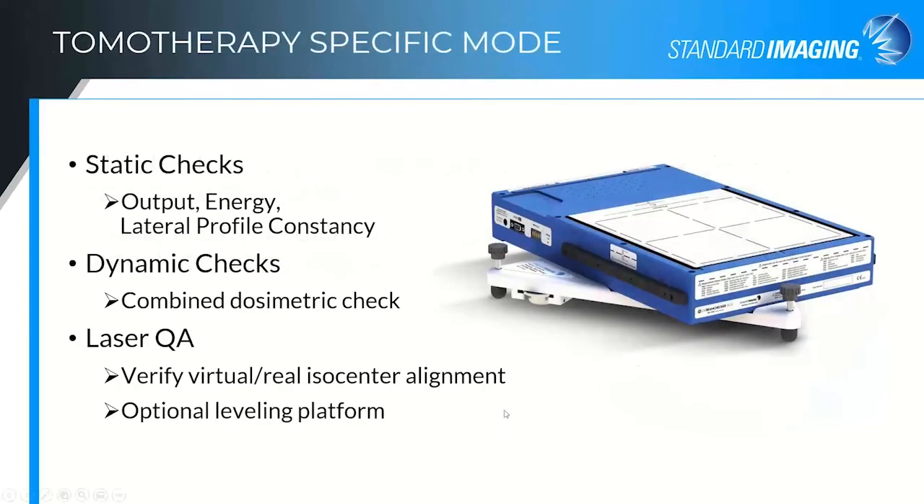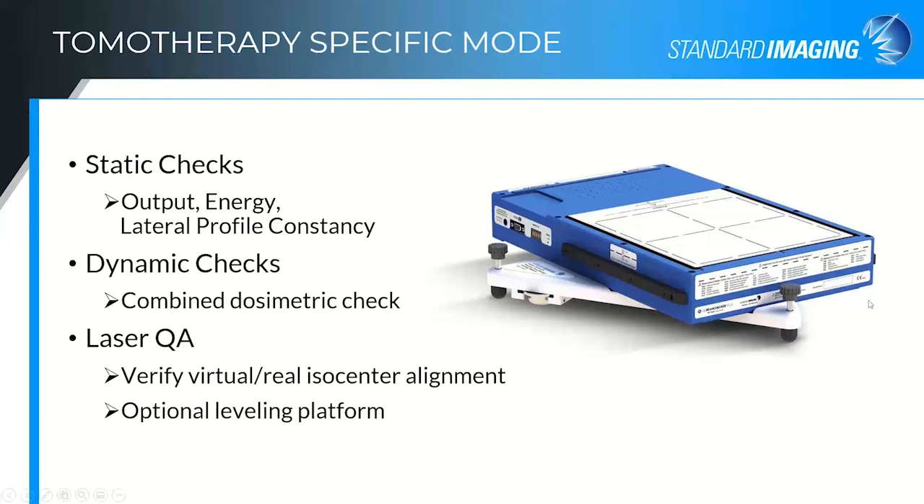And in addition, here's what that tomotherapy specific mode looks like. For a static check, we include a base plate in the tomotherapy mode here with a level that's just a storage spot here for the level. You place that on top of the device and use a 3-point leveling method to be sure that this is leveled correctly at the virtual ISO center for tomotherapy.